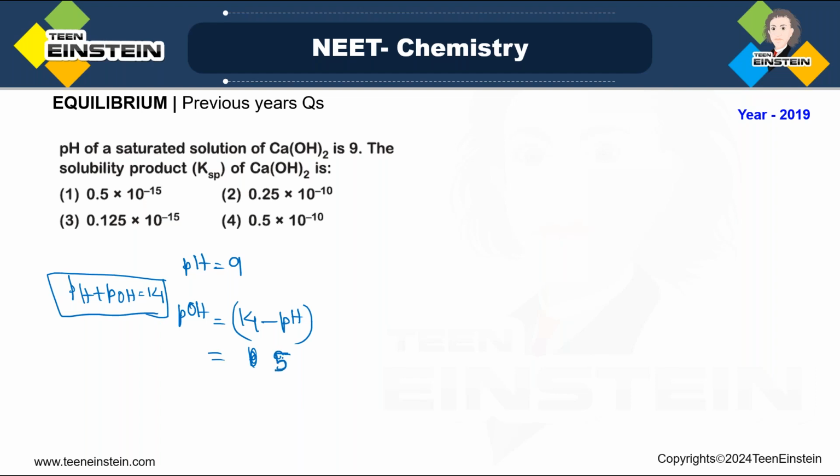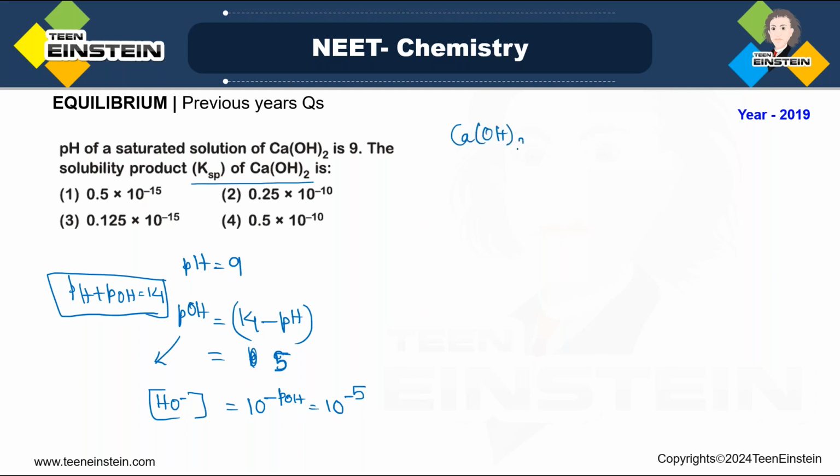But why are we calculating pOH? Because if you know the pOH value, you can calculate the concentration of HO minus, which is basically 10 to the power minus pOH. That means it is 10 to the power minus 5. Now, why do we need the HO minus concentration? It is required because you have to calculate the Ksp of calcium hydroxide.